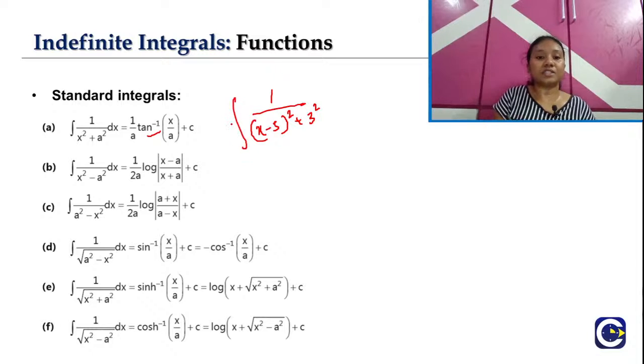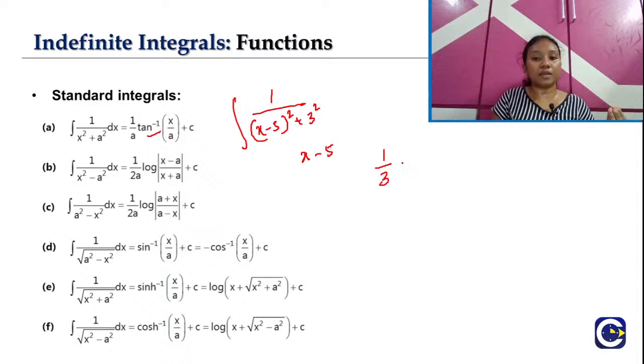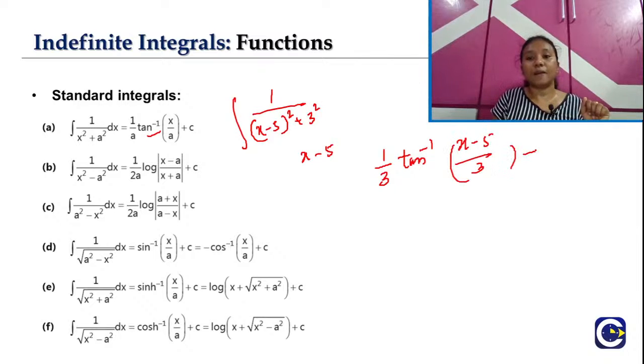Right, which means if we compare both these expressions here, in place of x, what are we having? In place of x, we are having x minus 5. So now I can use the formula here and this will turn out to be 1 by 3, because my a here is 3. So 1 by 3 tan inverse. In place of x, I am having x minus 5. So this will become x minus 5 by 3 plus c. So it's as simple as that.